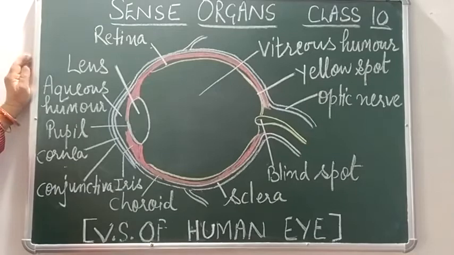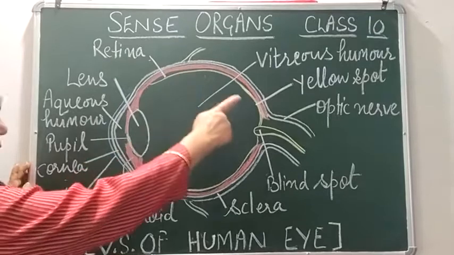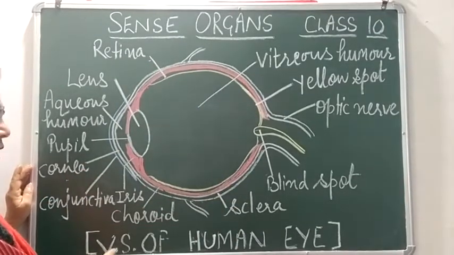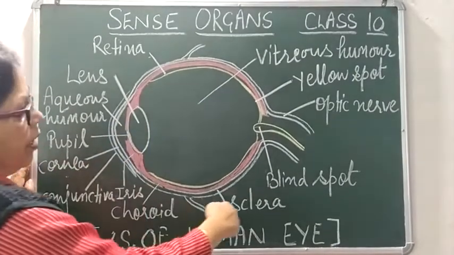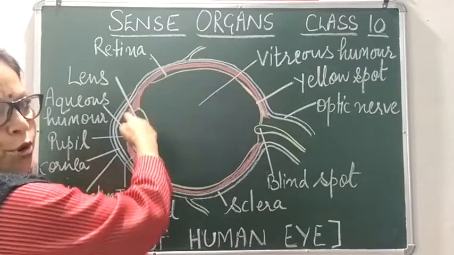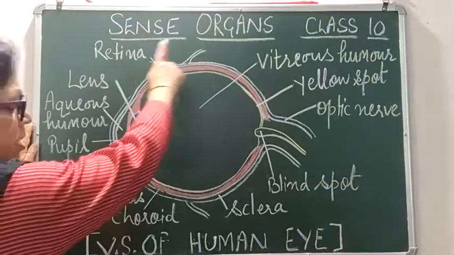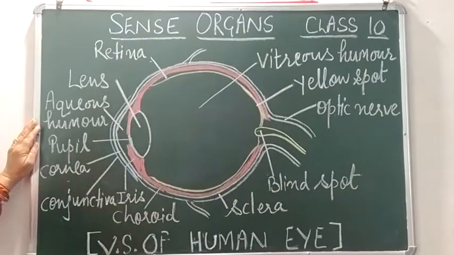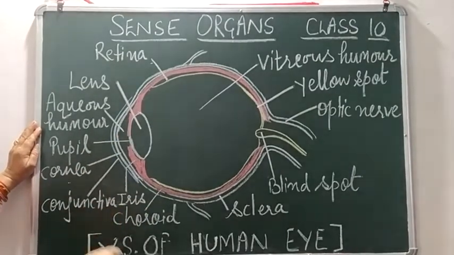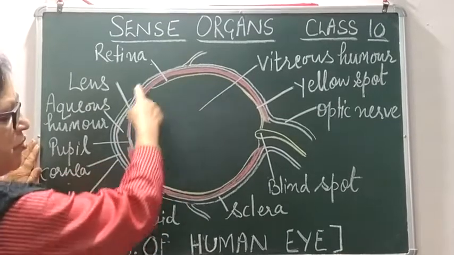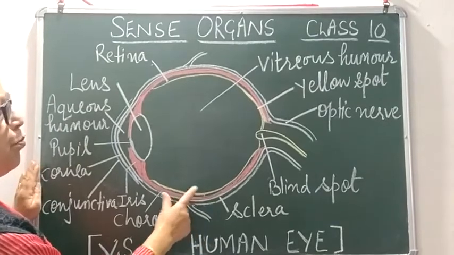Now let us understand the structure of human eye. Now this is the diagram of VS, vertical section of human eye. As I have already told you, the eye is in the shape of a ball, so we call it eyeball. Now these are various parts. In order to understand all these parts and their functions in brief, let us start from the structure of human eye. That means each eye is covered by 3 protective membranes.